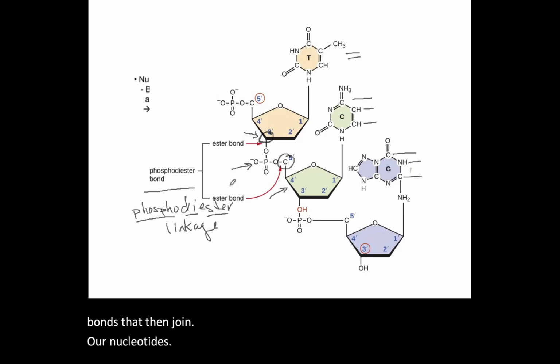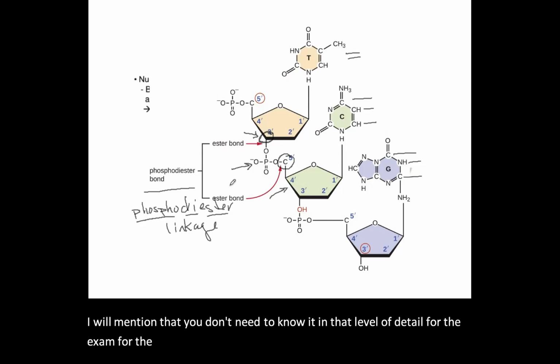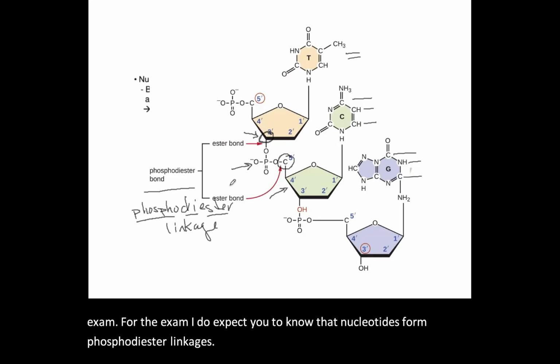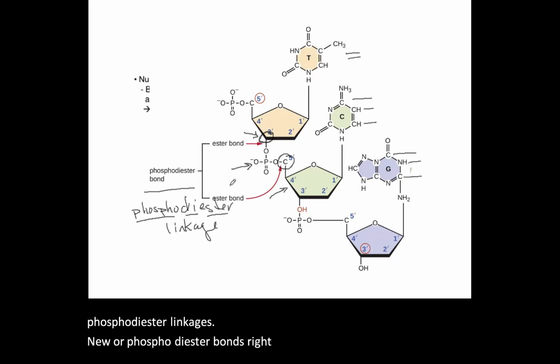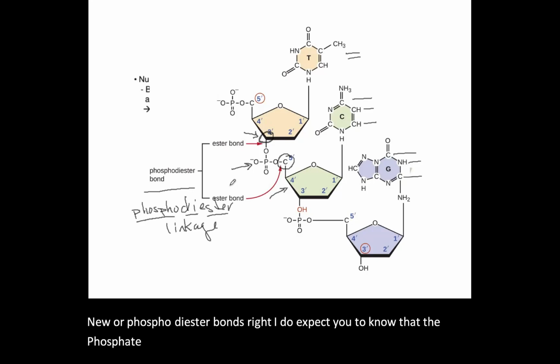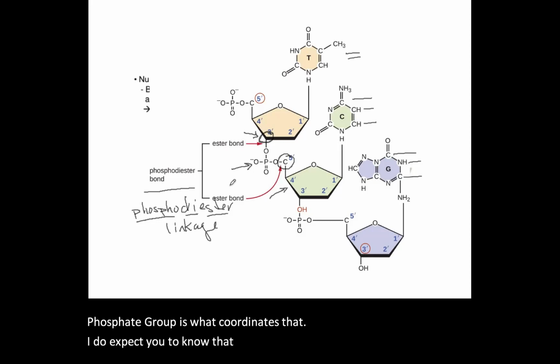Now, I will mention that you don't need to know it in that level of detail for the exam. For the exam, I do expect you to know that nucleotides form phosphodiester linkages, or phosphodiester bonds. I do expect you to know that the phosphate group is what coordinates that, and that that bonding is a vertical articulation.